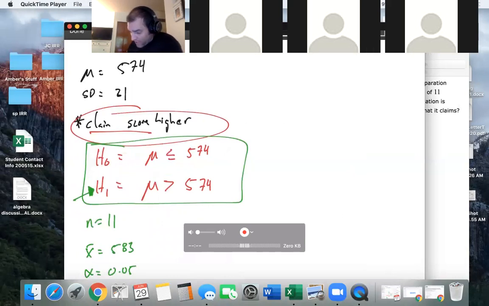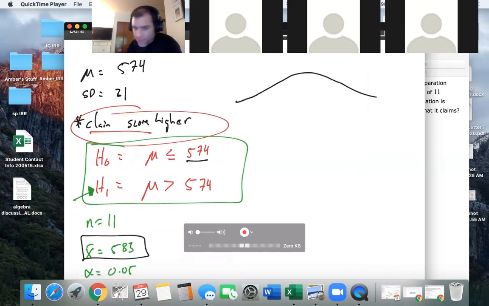So at first you may say, hey, look, that's 583. The original average was 574. So can't we just say that it's greater and move on? Well, the problem with that is, we're just taking samples. And so we have this thing called the sampling distribution of means.